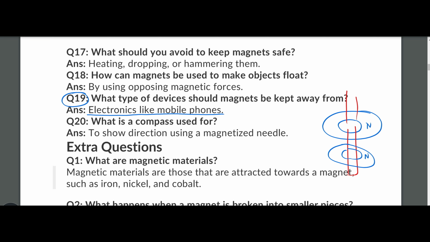What is a compass used for? A compass is used to show direction using a magnetized needle. A compass has a dial-like structure, so it is a compass, right? And here we have a needle on the dial. Okay, have you seen this anywhere? Right? This side indicates the north pole, and the other side indicates the south pole. This pin indicates north, and this side indicates south. Okay. Now we have some extra questions here.